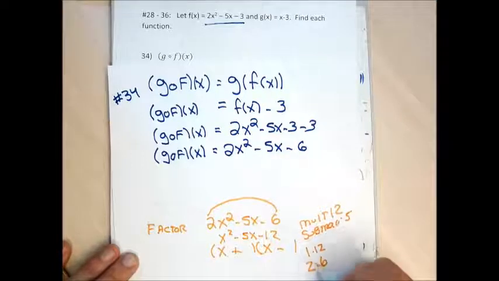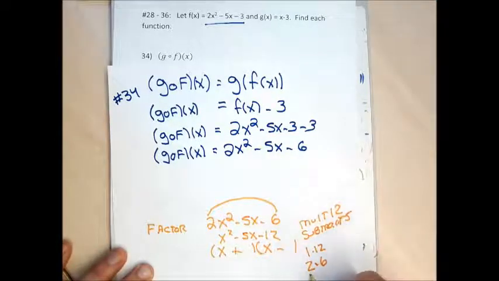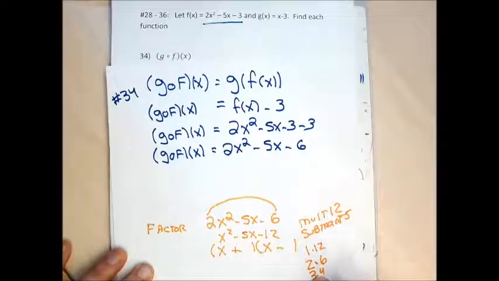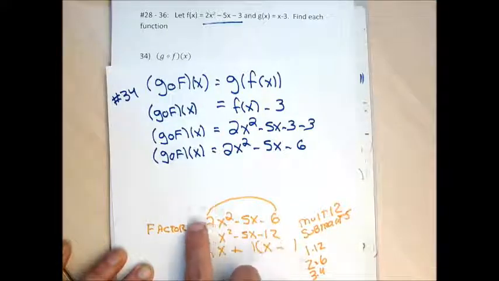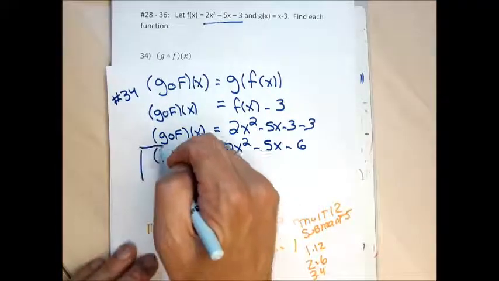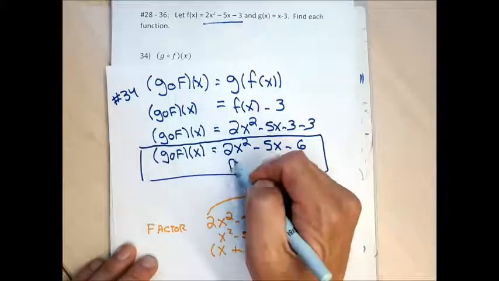2 and 6 multiply to 12, subtract to be 4. They're not the factors that I need. And 3 and 4 multiply to 12, but they subtract to be 1. They're not the factors that I need. Because I can't find lasts that multiply to 12 and subtract to 5, the x squared minus 5x minus 12 is prime. By default, the 2x squared minus 5x minus 6 is prime. So that doesn't factor. And I'm going to stop right here and say this is my answer to number 34.